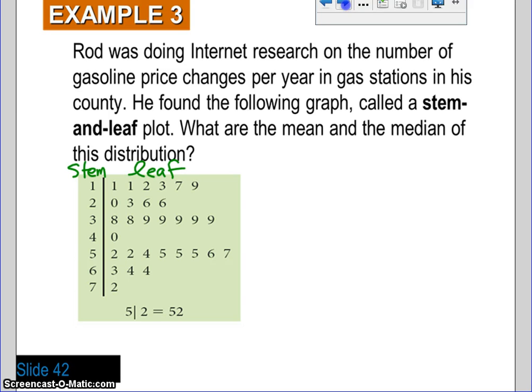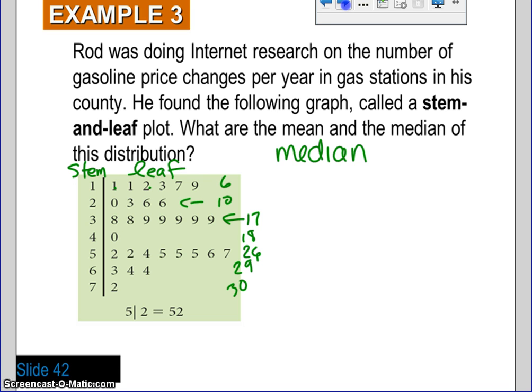So it says here that he was doing an internet search of the number of gasoline price changes in the year for gas stations in his county. He found the following graph called the stem and leaf plot. What are the mean and the median of this distribution? So again, the median, in my opinion, is the easiest. Let's find out how much we have here. We have 1, 2, 3, 4, 5, 6, 7, 8, 9, 10, 11, 12, 13, 14, 15, 16, 17, 18, 19, 20, 21, 22, 23, 24, 25, 26, 29. We have 30 pieces of data.